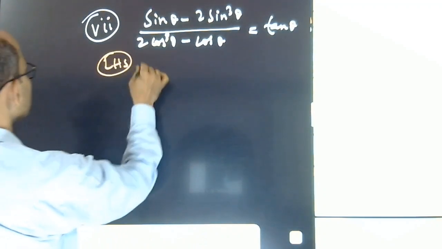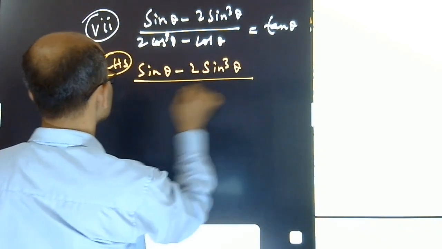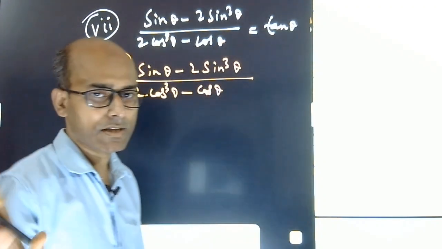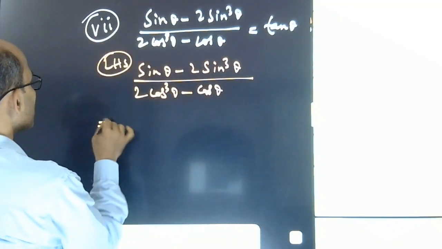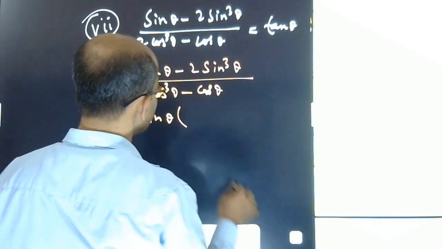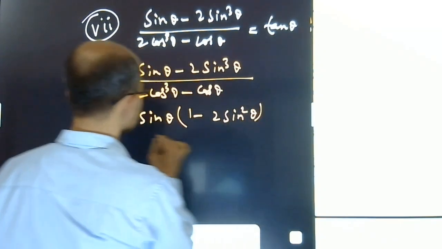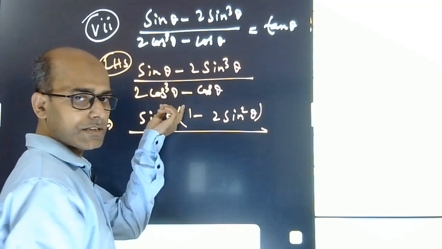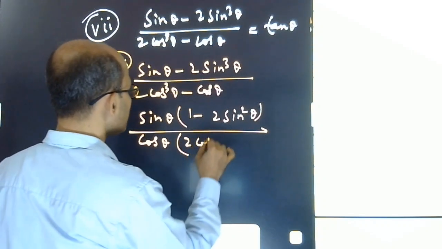You can see in the LHS: (sine theta minus 2 sine cube theta) divided by (2 cos cube theta minus cos theta). I hope you are nicely understanding. You can simply take sine theta common in the numerator, and what is remaining? 1 minus 2 sine square theta, divided by, in the denominator, cos theta common. Here is also cos theta, here is also cos theta. So cos theta will be taken as common. Okay, 2 cos square theta minus 1.